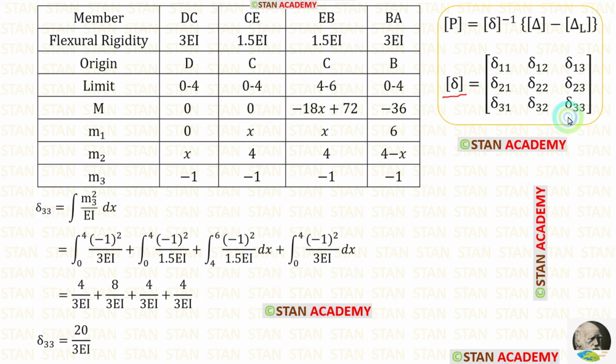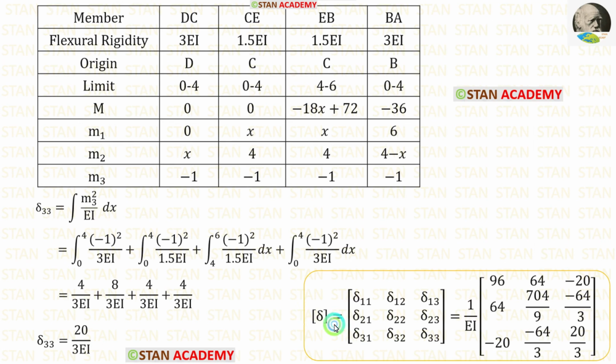In the delta matrix, now let us find delta 3, 3. The formula is integration of m3 square upon EI dx. In the formula, let us apply the values of m3. After the calculations, we are getting delta 3, 3.